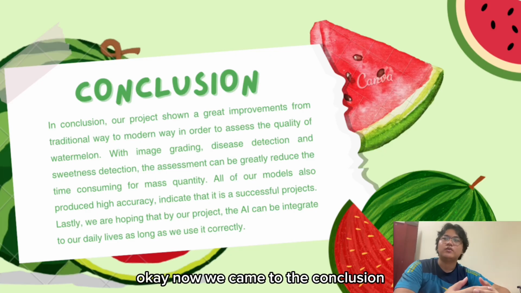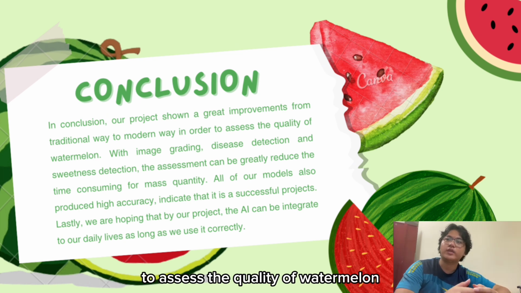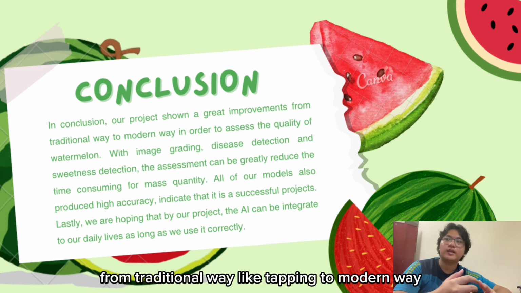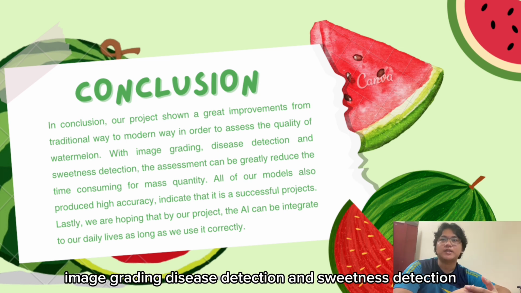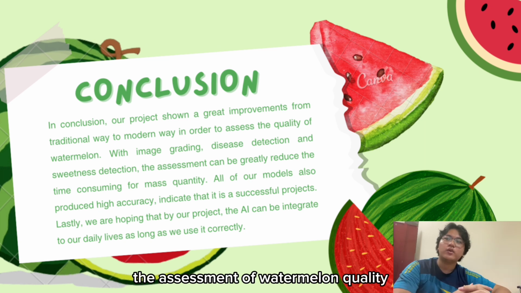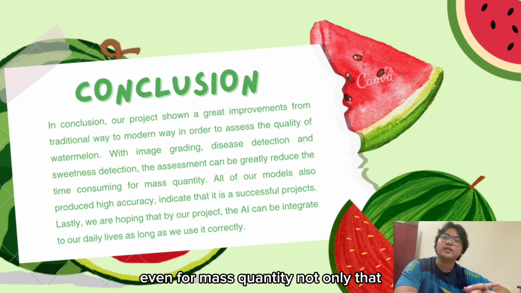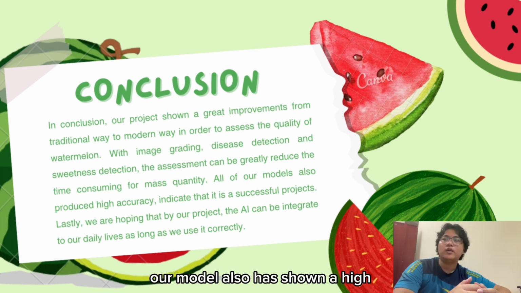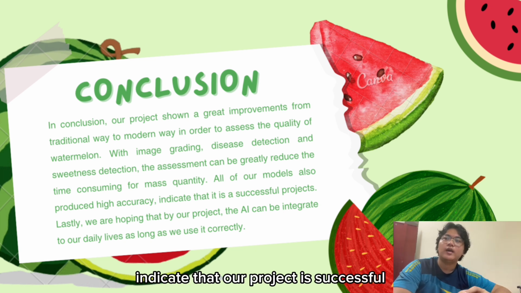Okay, now we come to the conclusion. In the conclusion, this project has shown how useful it is to use AI to assess the quality of watermelon, moving from the traditional way like tapping to the modern way of using image detection. With our models for image grading, disease detection, and sweetness detection, the assessment of watermelon quality now only takes a short time, even for mass quantity. Not only that, our model also has shown high accuracy in determining watermelon quality, indicating that our project is successful.